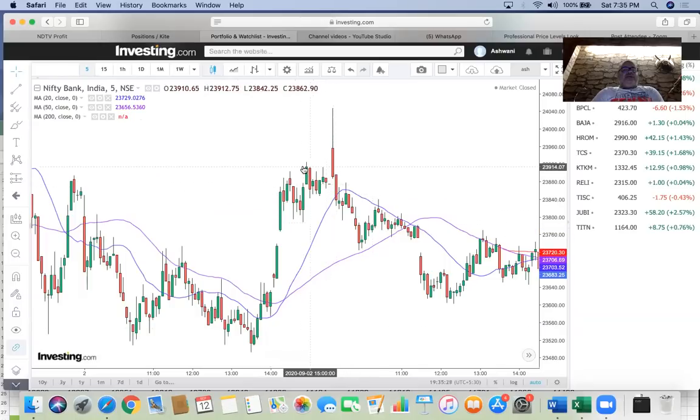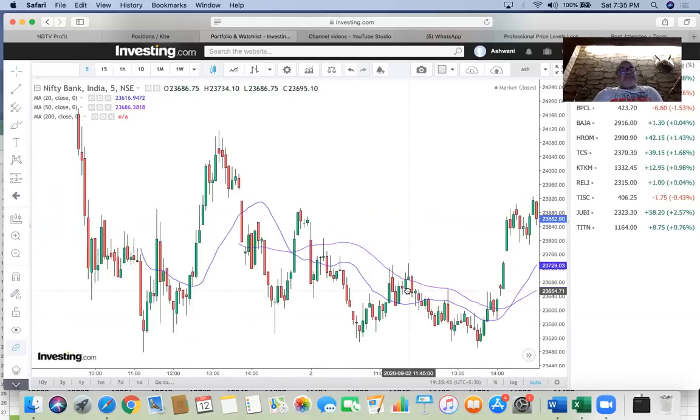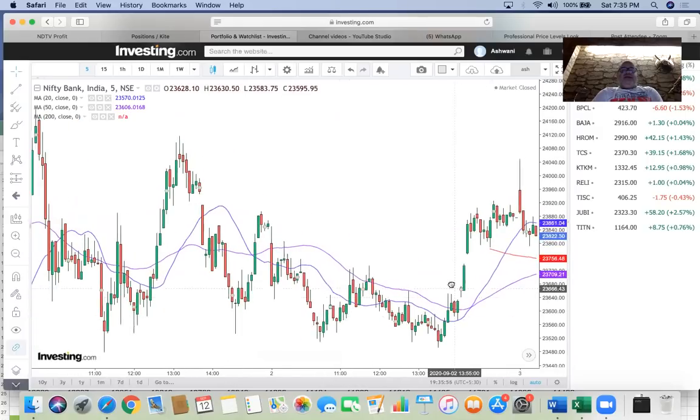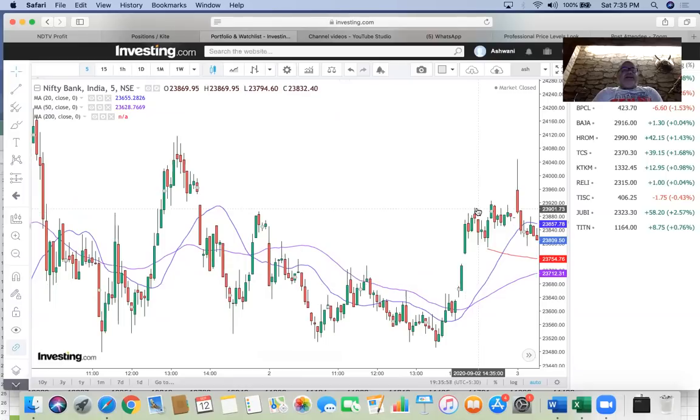Look at this one. Previous session high, opened above it and strongly came down. So this is the kind of spring action you want to see. Again, here, previous day low, and from this zone, you got a fairly strong upside.